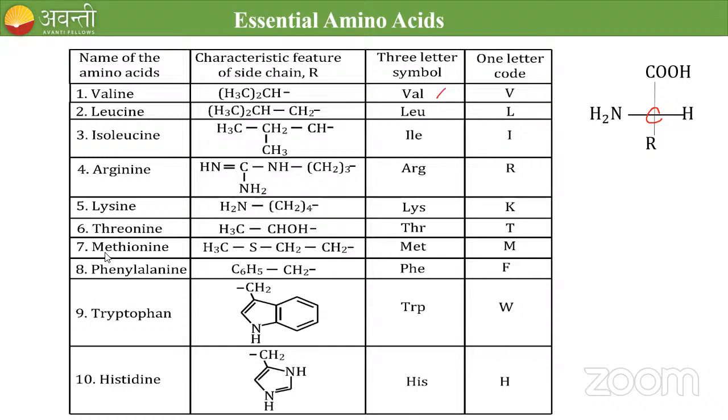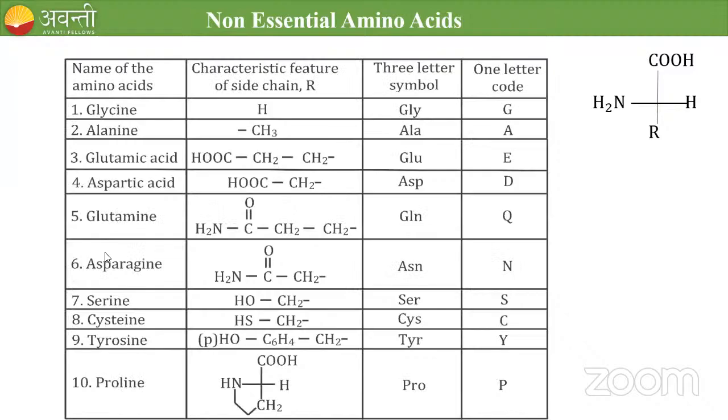These are the 3-letter symbols for the amino acids. This is the 1-letter code. The first letter will mostly be taken as the code for that particular amino acid. You just need to memorize the names of the amino acids. Clear? That is enough. Now let me go to the non-essential amino acids. These are the 10 non-essential: glycine, alanine, glutamic acid, aspartic acid, glutamine, asparagine, serine, cysteine, tyrosine, and proline.